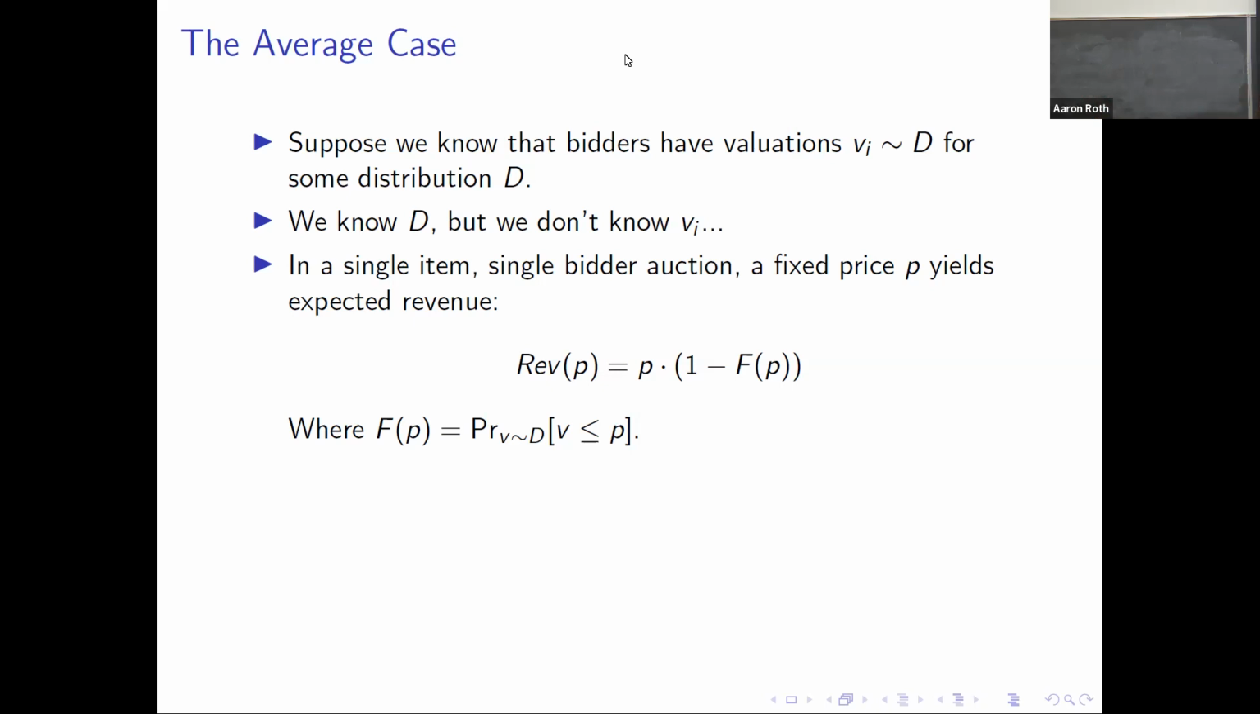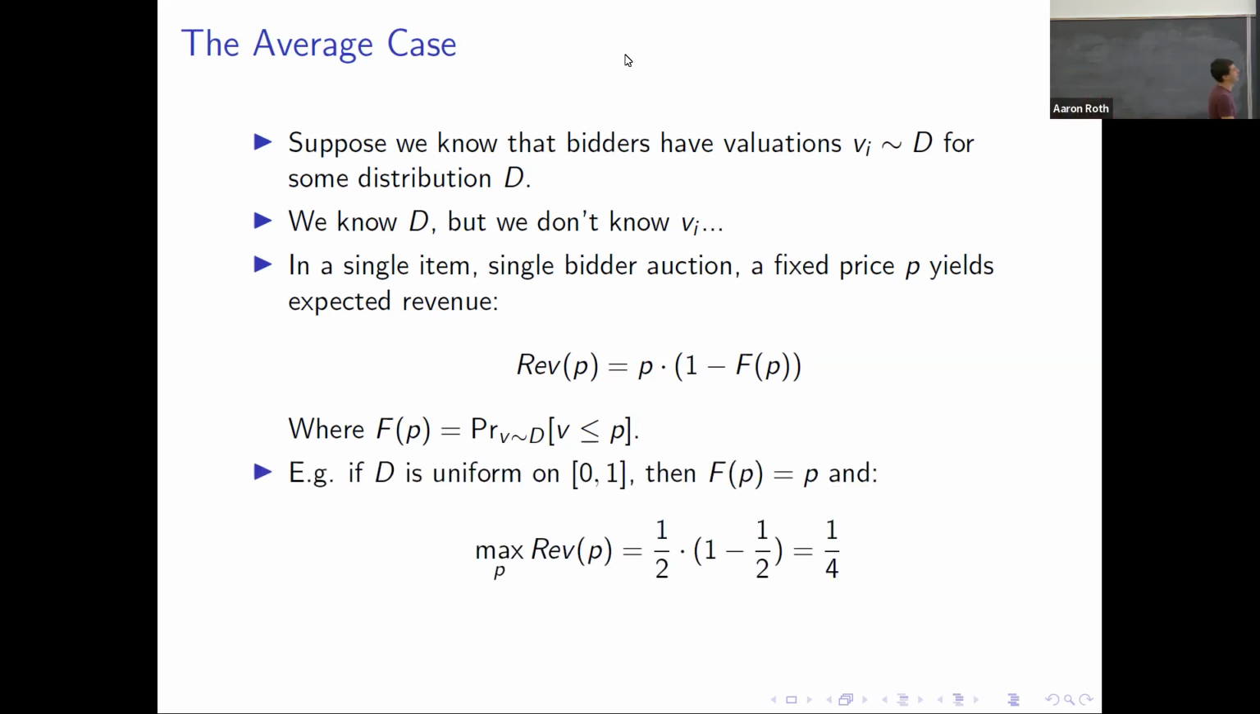If I write F of P for the cumulative distribution function of my distribution D, by which I mean the probability that a bidder whose value is drawn from this distribution is less than P, the probability that they are not willing to buy the item at price P, then my expected revenue if I price it at P is P, how much money I get if they buy the item, times the probability they buy the item. That's the probability that their valuation is greater than P, which is 1 minus F of P. So I can just write down an expression for the revenue.